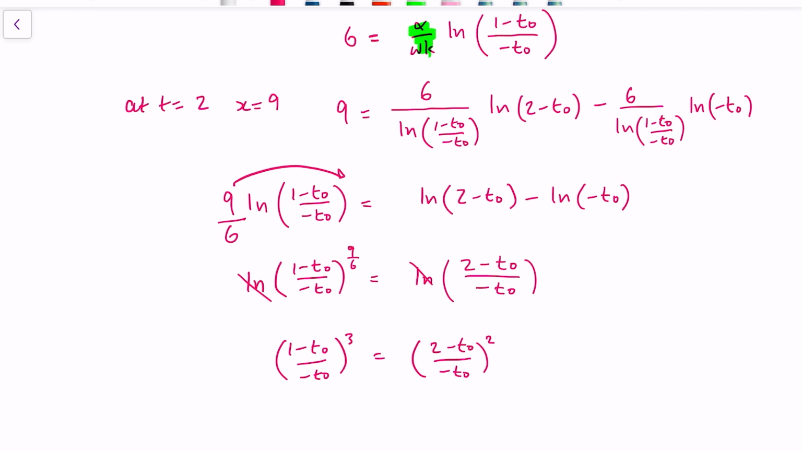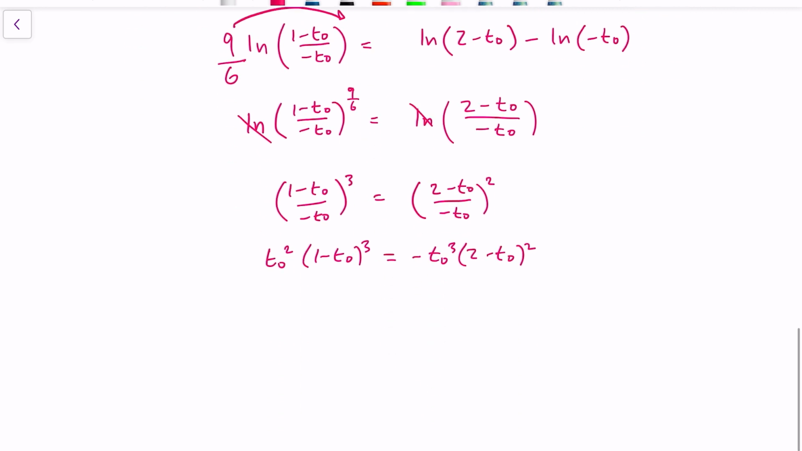And this looks like it's nasty, but I can do some simplification here. So the minus T naught cubed on the bottom of the left, and there's a minus T naught squared on the bottom of the right. So if I cross multiply this thing, T naught squared times (1 minus T naught) cubed is equal to minus T naught cubed times (2 minus T naught) all squared. Can divide both sides by T naught squared because T naught doesn't equal 0.